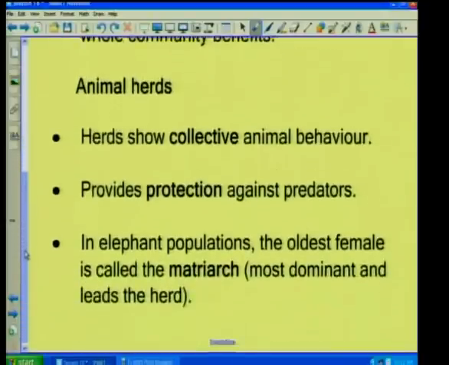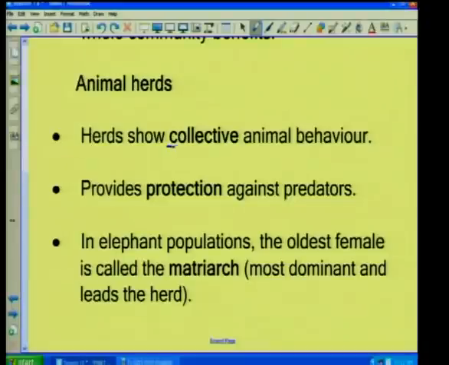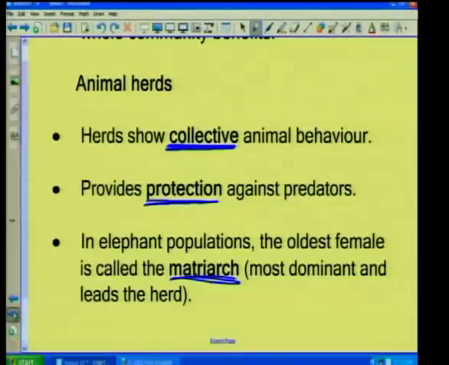Now, if we look at the animal herds, there's a collective animal behavior. These animals work together, and in doing that, they provide protection against predators. Now, if we look at the elephants, for example, the oldest female is called the matriarch. Matriarch coming from maternal, coming from female, all right? And she's the oldest female, and she leads the herd. She is in charge of the herd. The males will protect the herd, but the old female, the matriarch, is the one that actually makes sure that entire population survives. And she's the most dominant and basically leads the herd.